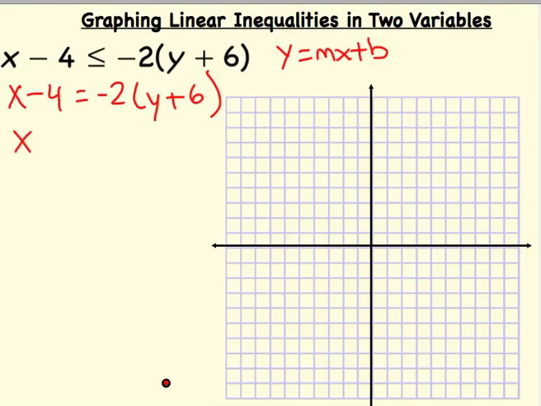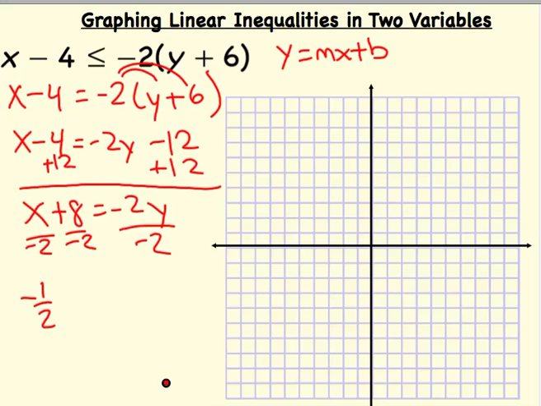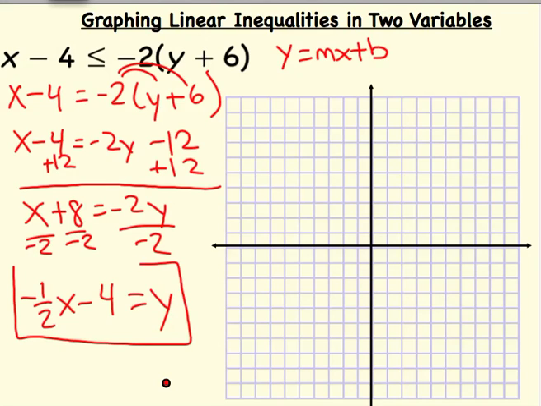So a couple steps. I distribute first. Now I can add 12 to each side. So I get x plus 8 equals negative 2y. And I'm going to divide everything by negative 2. So I get negative 1/2 x minus 4 equals y. So this is now in slope-intercept form.